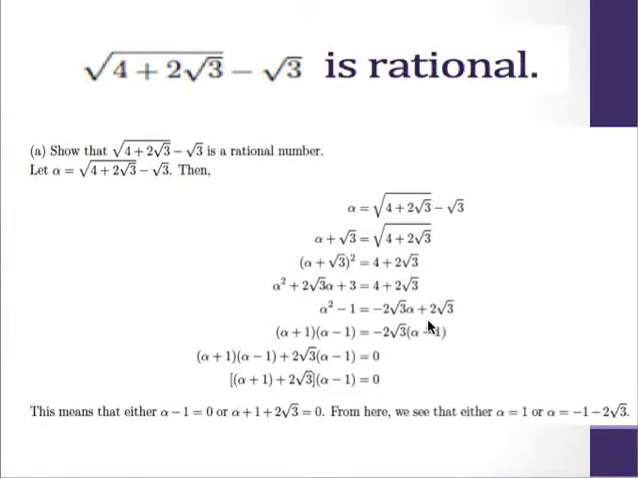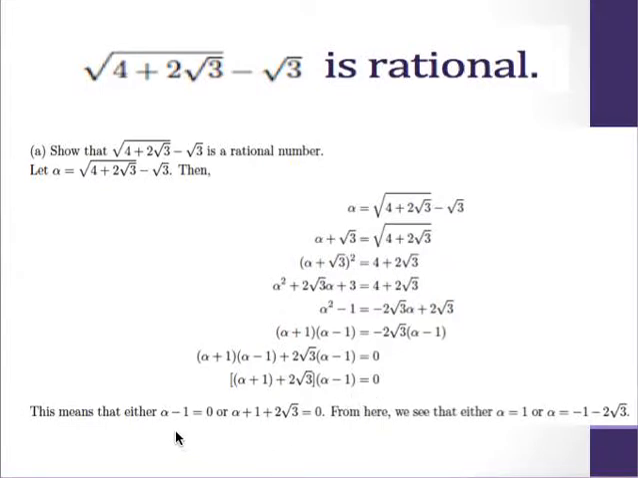And then we could go ahead and factor the left side to alpha plus 1 times alpha minus 1. And then on the right hand side of the equation, we can factor out a negative 2 root 3. And then we're going to have that times alpha minus 1. Now we can move all the terms over to the left hand side of the problem. So we have alpha plus 1 times alpha minus 1 plus 2 square root of 3 times alpha minus 1 equals 0. From here we can factor out an alpha minus 1, and then we're left with alpha plus 1 plus 2 square root of 3 times alpha minus 1 equals 0.